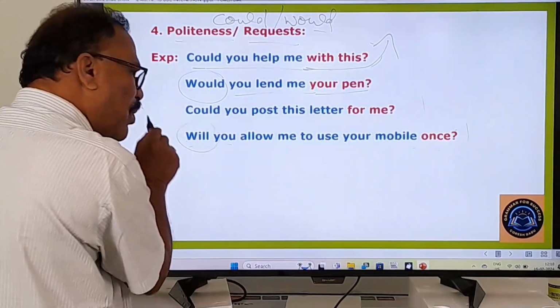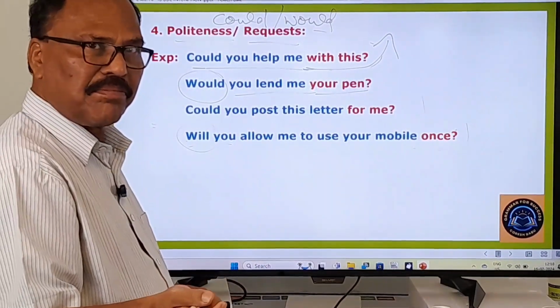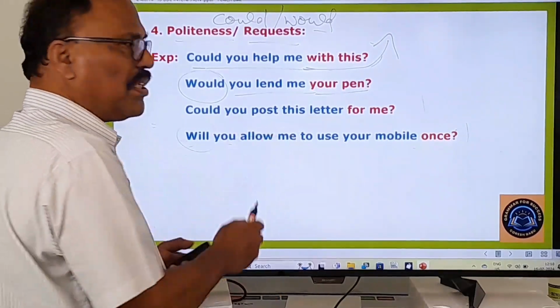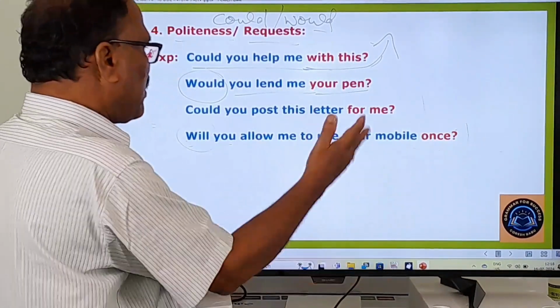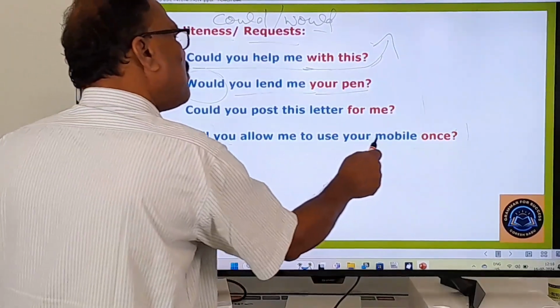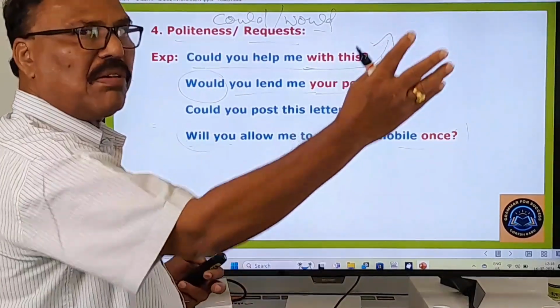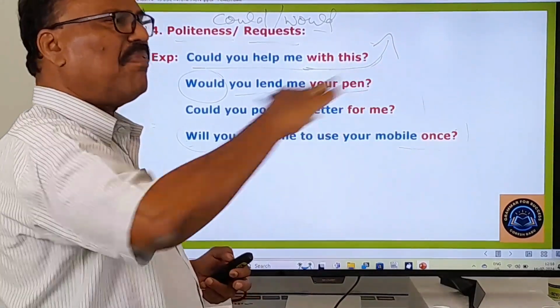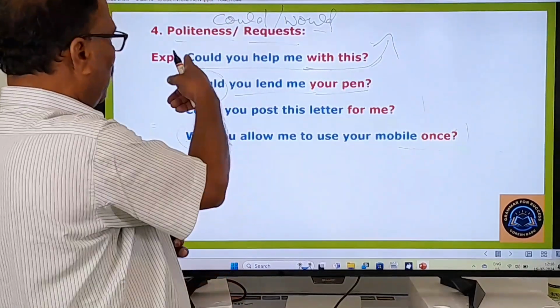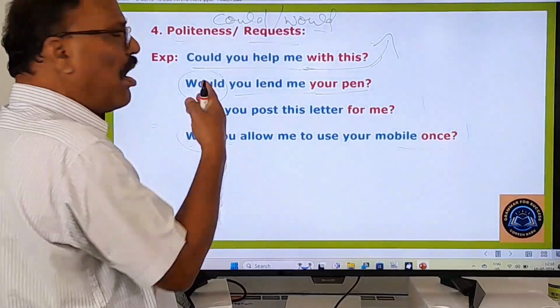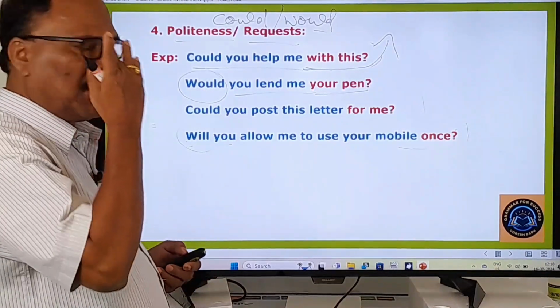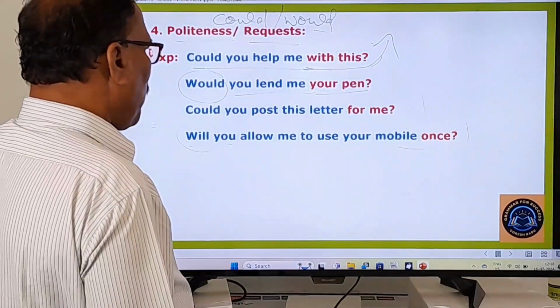Next, will you allow me to use your mobile once? See, it is less polite. Even then it's polite. Generally, this kind of question is used with their equals, okay? With their equals, with friends and others. Hey, will you allow me to use your mobile once? ఒకసారి నీ మొబైల్ వాడుకొని ఇస్తావా? ఈక్వల్ ఫ్రెండ్స్తో అలా చెప్తాం, పెద్దవాళ్ళతో వుడ్ వాడతాం. So would, could are very more polite and can, will are less polite. Remember that thing, right? Will you allow me to use your mobile once?